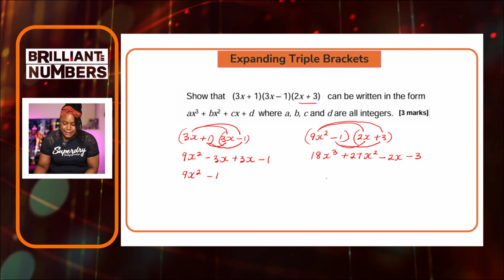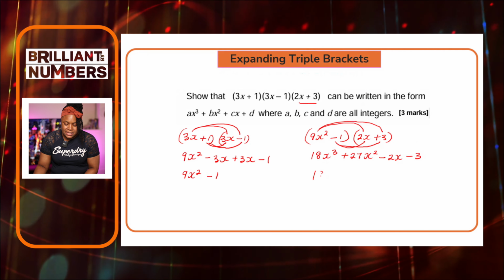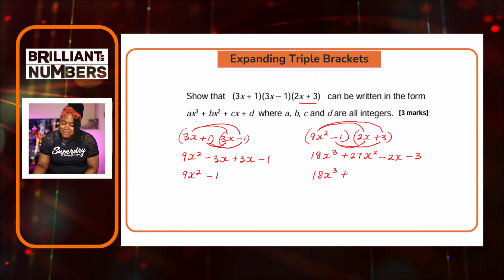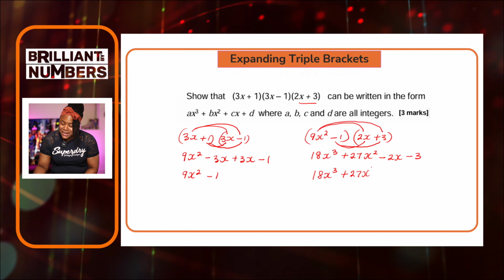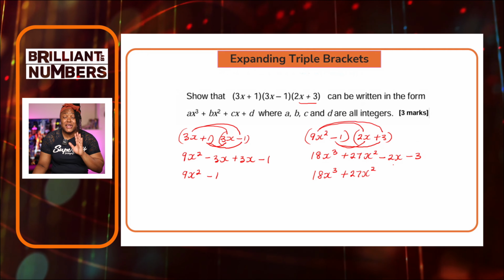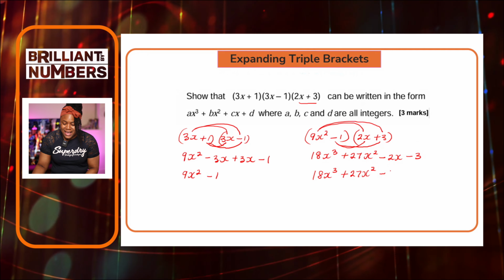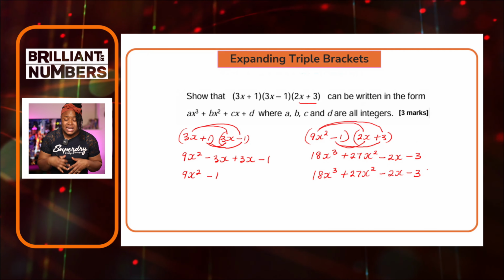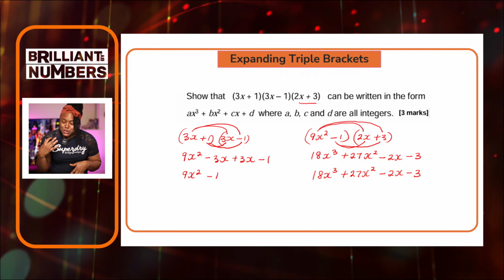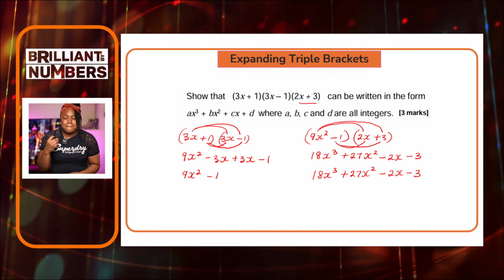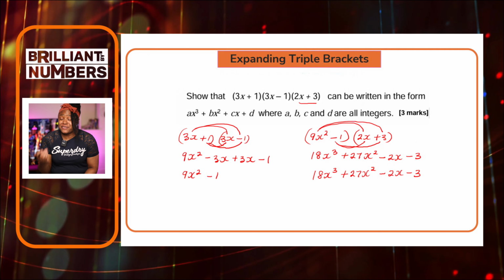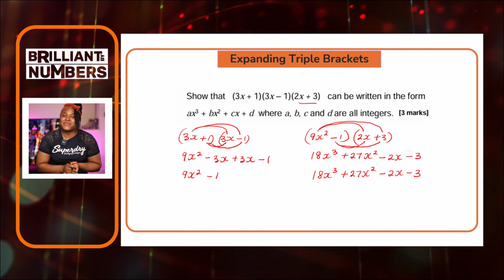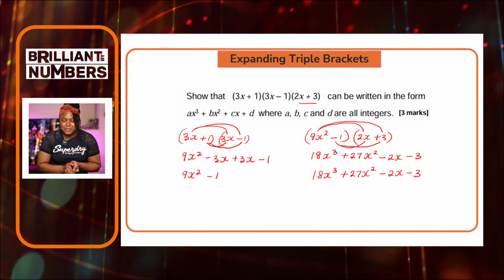So let's go simplify. So I've got 18x cubed, nothing to add to that. Then I also have my 27x squared. Guys, you see the result of this one? Nothing to group here. Everything stands by itself. So the answer is simply 18x cubed plus 27x squared minus 2x minus 3. And that's because the difference of 2 squares was involved in this example.